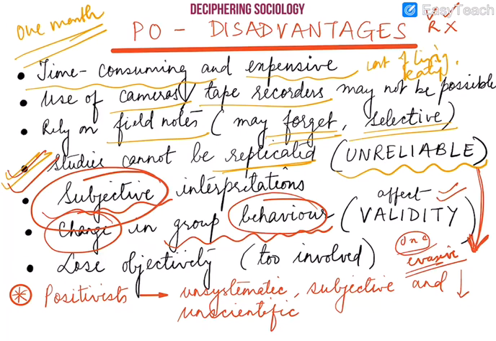And because the researcher is living there, he or she perhaps may have got involved in the lifestyle, they may lose objectivity. And because of these disadvantages, the positivists are not at all in favor of participant observation, and they call it unsystematic, subjective and unscientific.